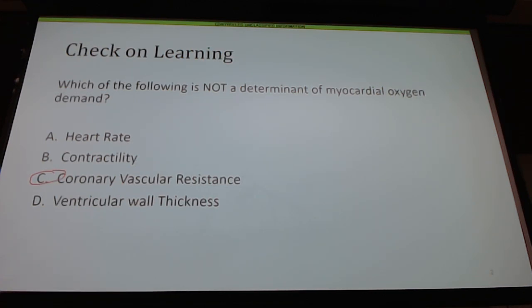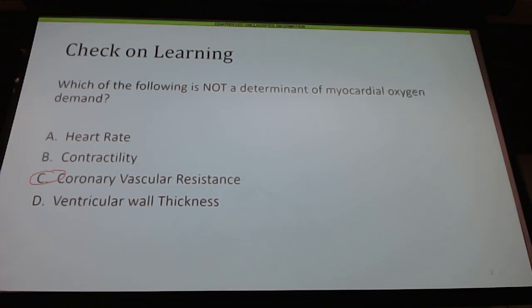Charlie. So oxygen demand is how much oxygen do I need to perform the function. So things that increase oxygen demand are going to be things like the heart rate. So the faster I'm beating, the more oxygen I'm going to need to keep up with that pace, right? I'm using more, I have a higher metabolism going on basically because I'm working harder. Contractility, so that's the strength of your squeeze. So the harder that I have to squeeze in order to get blood out, I'm going to have to work harder to do that, so I'm going to increase my oxygen demand.